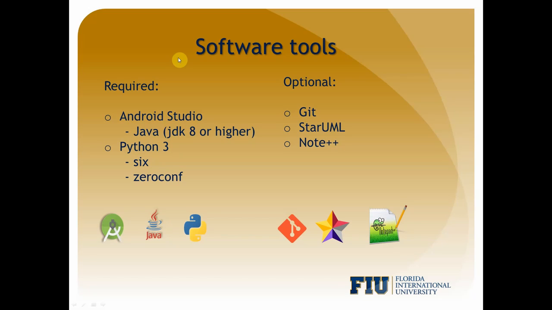On the optional list, we have Git, StarUML, and Notepad++. These are just optional. We used them this spring, but you don't need to. Git is just to track your files. StarUML is to build the UML diagram from Android Studio, which is a really cool plugin that it has. And Notepad++ is the software we use to code in Python.